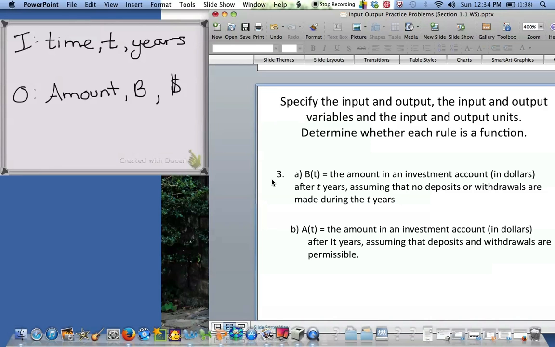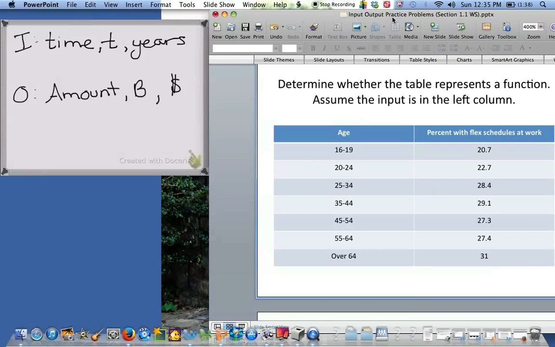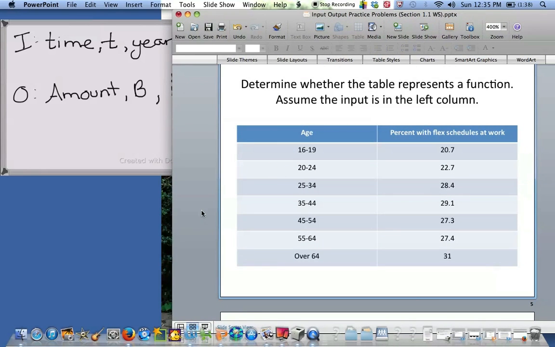Okay. So the other thing we need to take a look at before we move on is looking at a set of data and just deciding, is it a function, is it not a function? So does every input have its own output? 16 to 19, there's no other input that is 16 to 19. There's no other input that's 20 to 24. So all of these inputs are unique, which means they're all only going to have one output. So yes, this chart, which represents the age of a person and the percent of people with a flex time schedule at work, is a function.